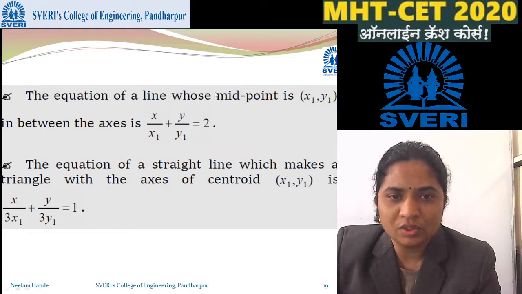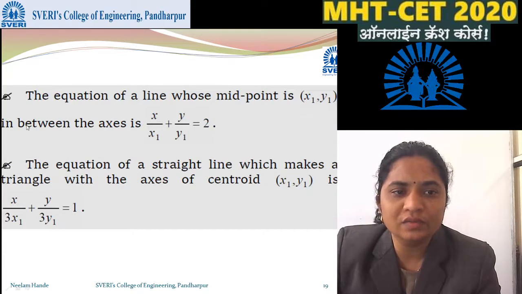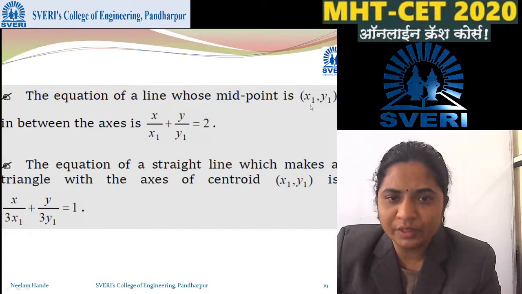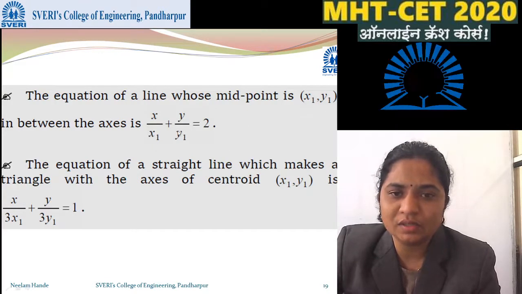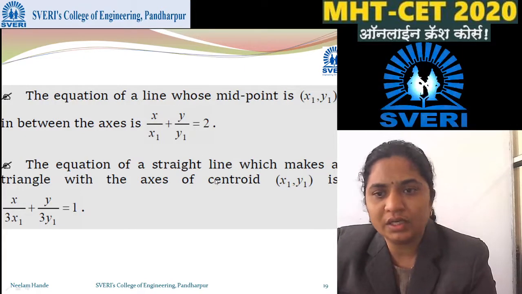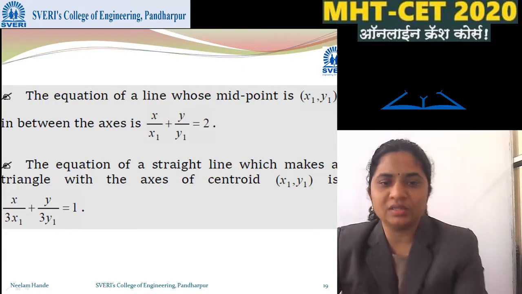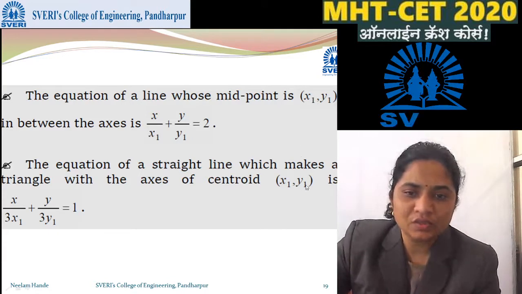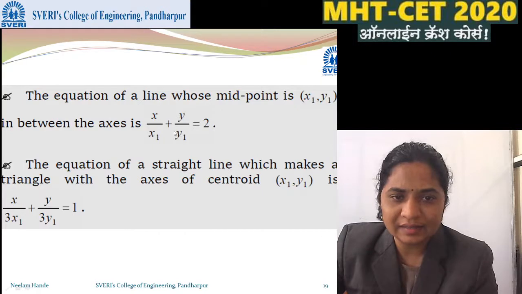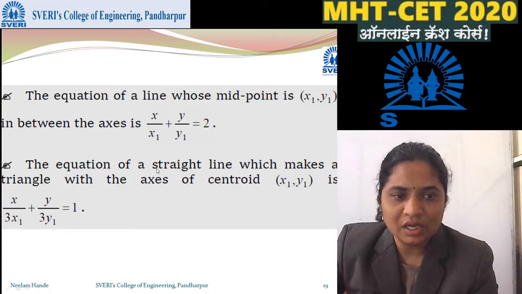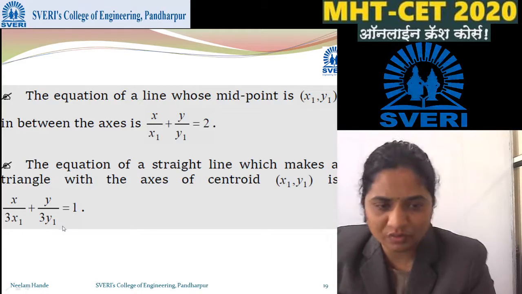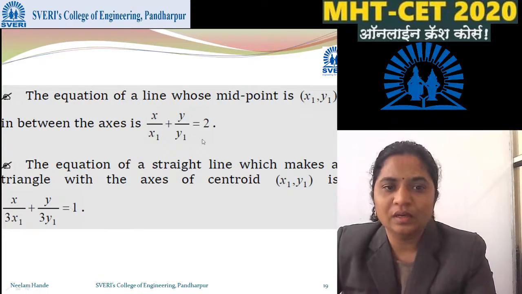Next is the equation of a line whose midpoint between the axes is x1 y1. If the midpoint is known, then we can write x upon x1 plus y upon y1 is equal to 2. Next, the equation of a straight line which makes a triangle with the axes with centroid x1 y1: if it is a midpoint of the line, then this is the equation, and if it is a centroid, then it is x upon 3x1 plus y upon 3y1 is equal to 1.